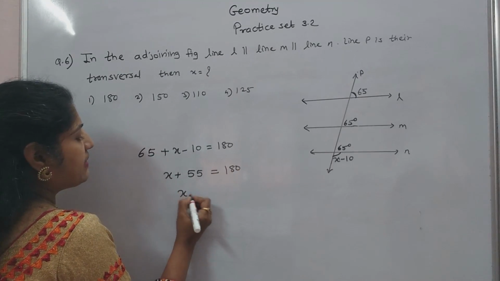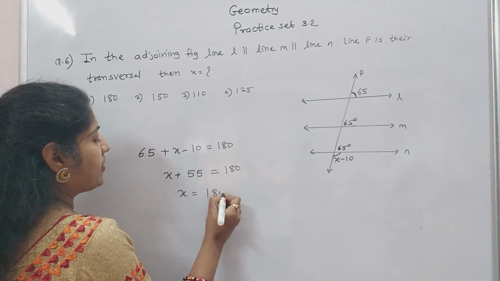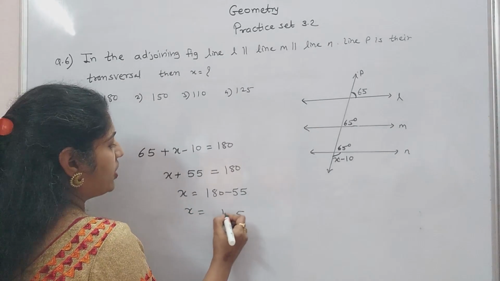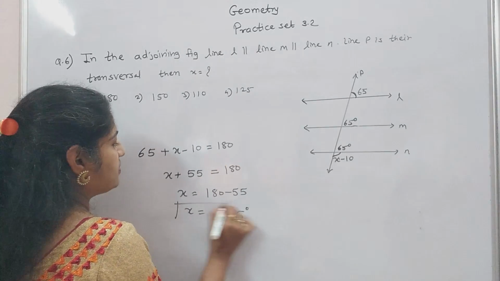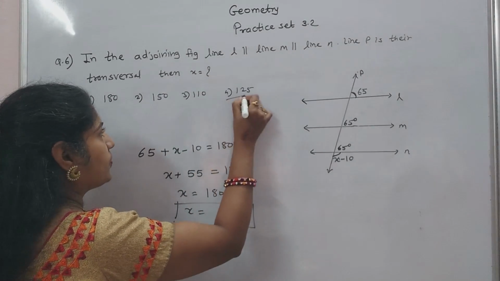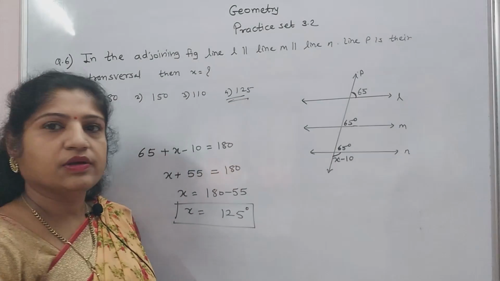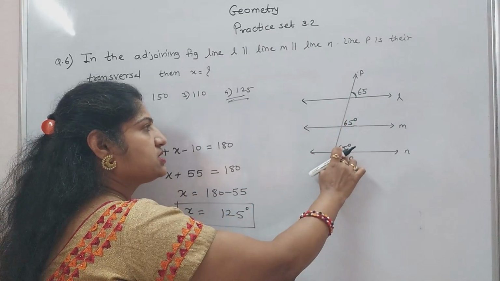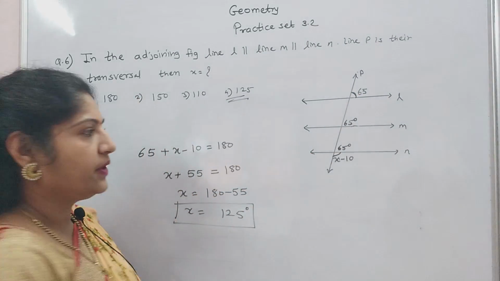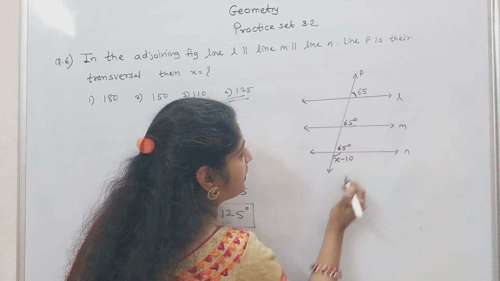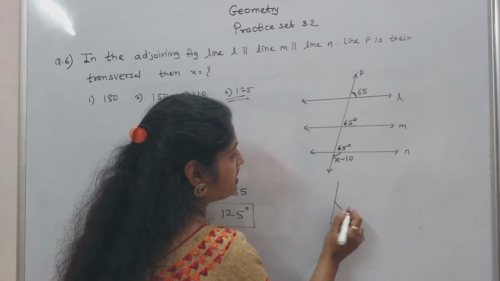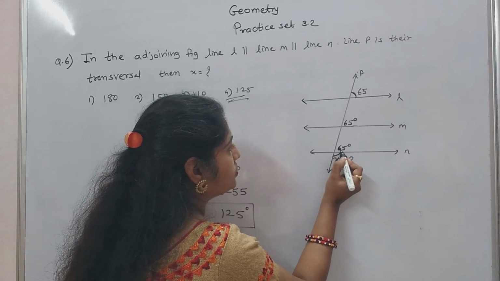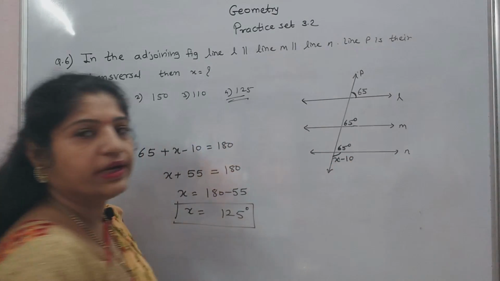Now find the value of x. 180 minus 55, x equals 125. So our answer is option number 4. Here the given angle is 65. So this is 65, this is 65, corresponding angles. And these two angles are a linear pair, so the sum of these two angles is 180.